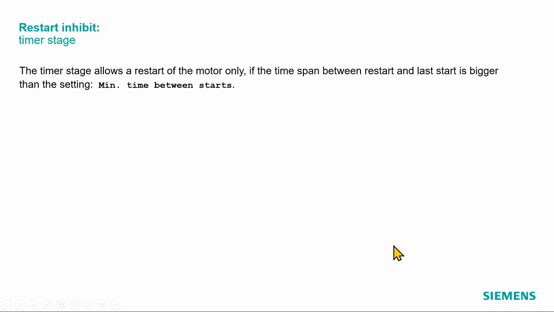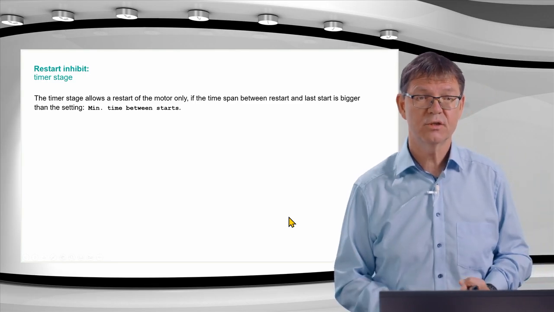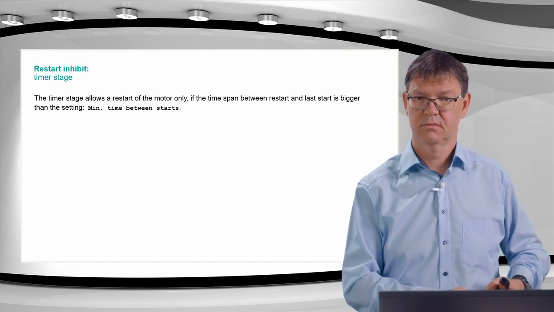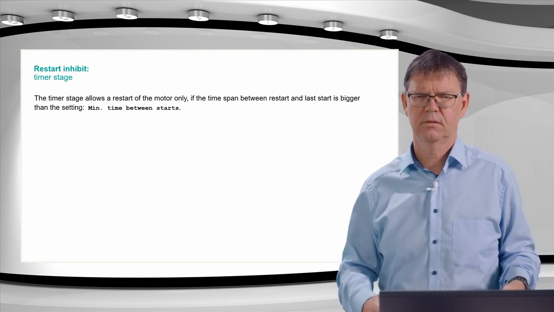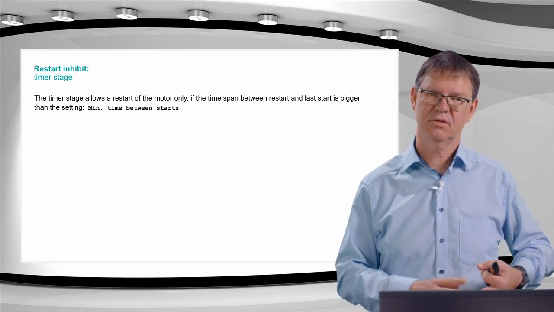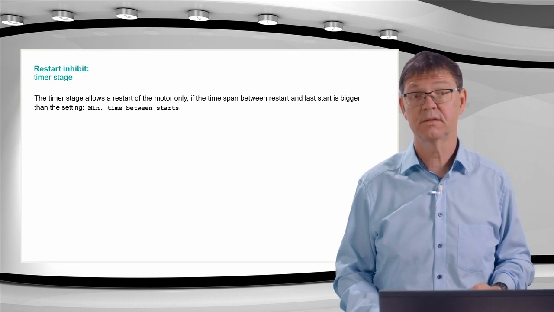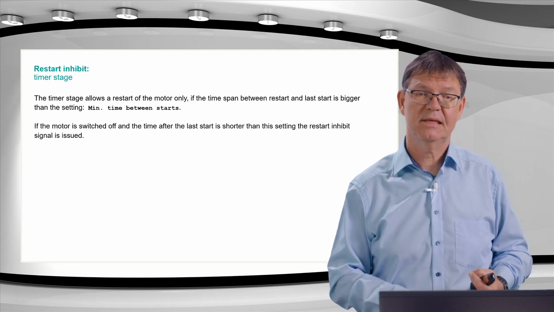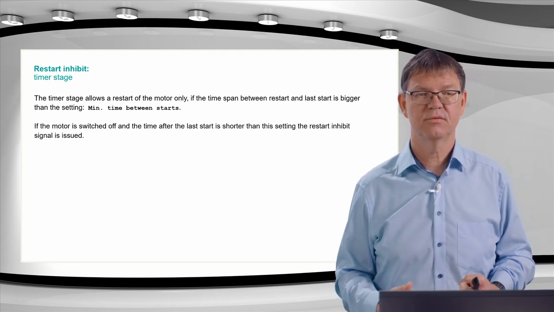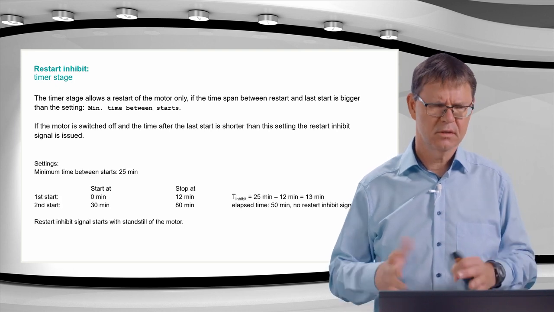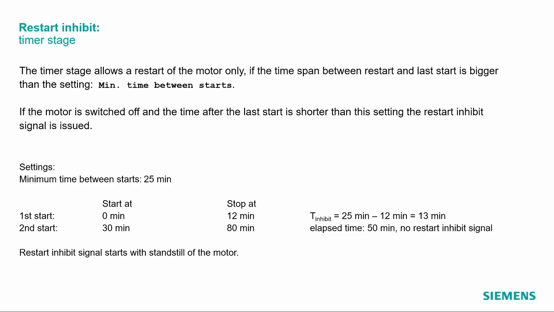Okay, let's shortly have a look at the timer stage. The timer stage allows the restart of the motor only if the time span between the first start and the second start is bigger than a certain setting, the minimum time between the starts. If the motor is switched off and the time after the last start is shorter than this setting, the restart inhibit signal will be active and you cannot restart the motor. Sounds a little bit complicated. We see immediately a diagram. I think then it's clear. It's a relatively simple thing here.